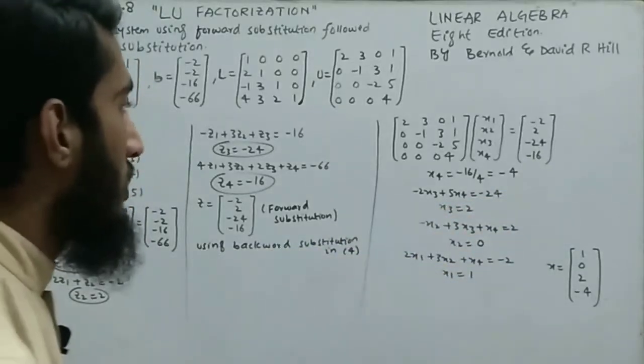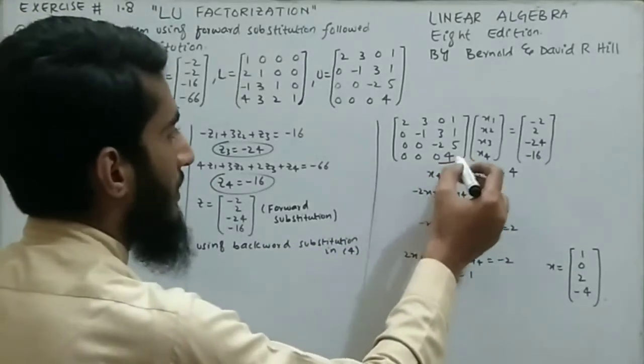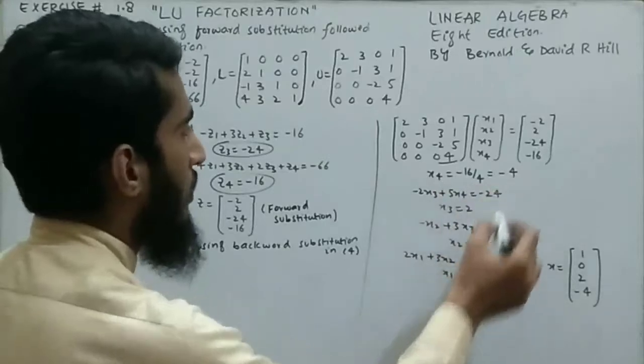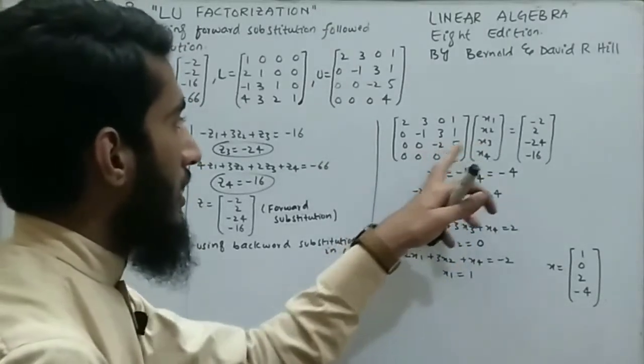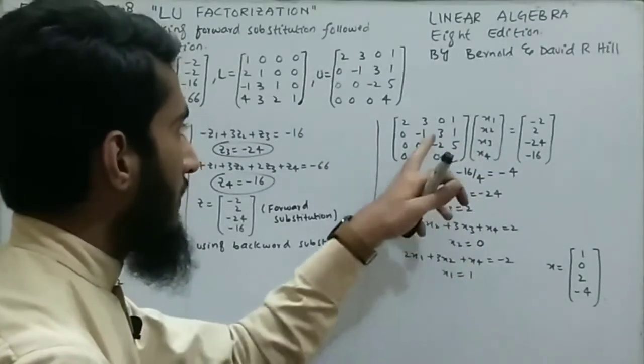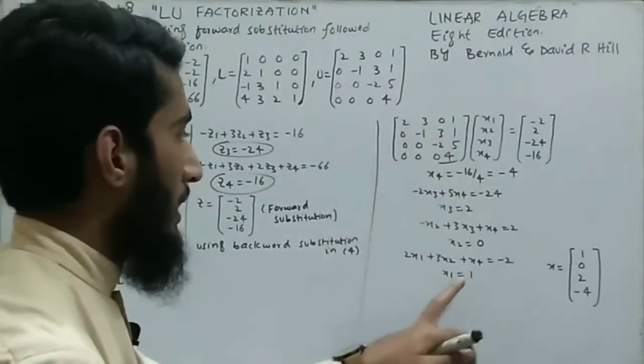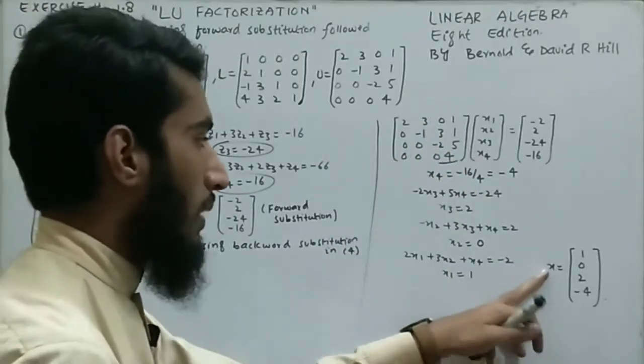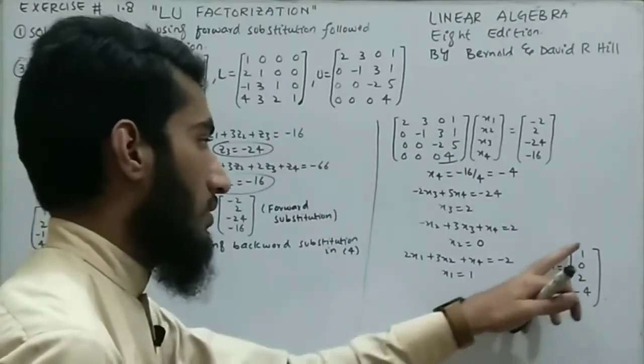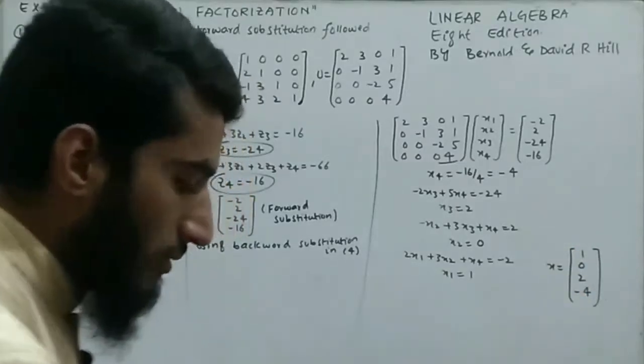By backward substitution, we will start from the last row. So 4x4 is minus 16, which gives us x4. Now find x3 from the third row, then x2 from the second row, and x1 from the first row. It will give us the required solution to the given linear system: x is equal to 1, 0, 2 and minus 4.